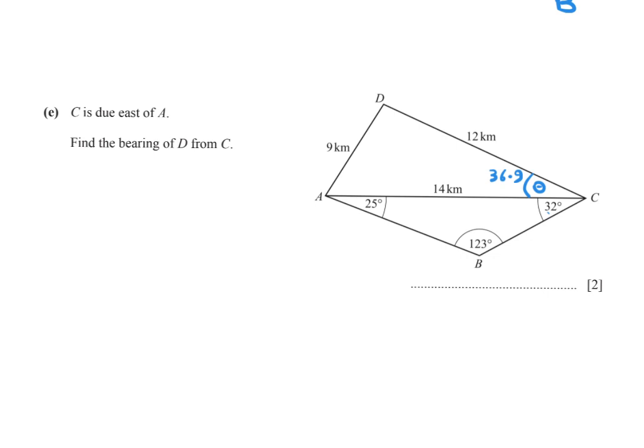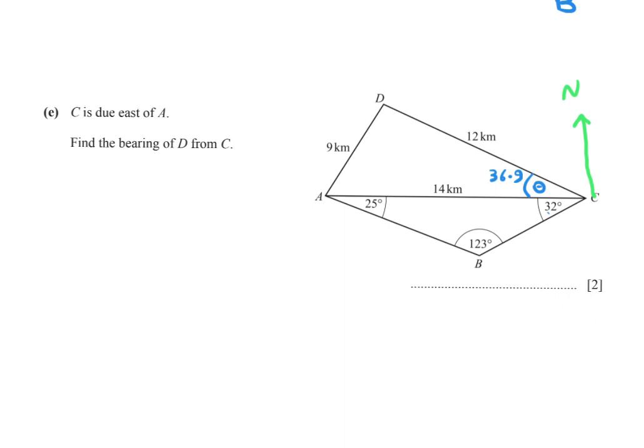C is due east of A. Find the bearing of D from C. If C is east of A, this is the east-west line, so the north is perpendicular to the east-west. So this is the direction for the north at C. We need to find the bearing of D from C, so draw the north at C.